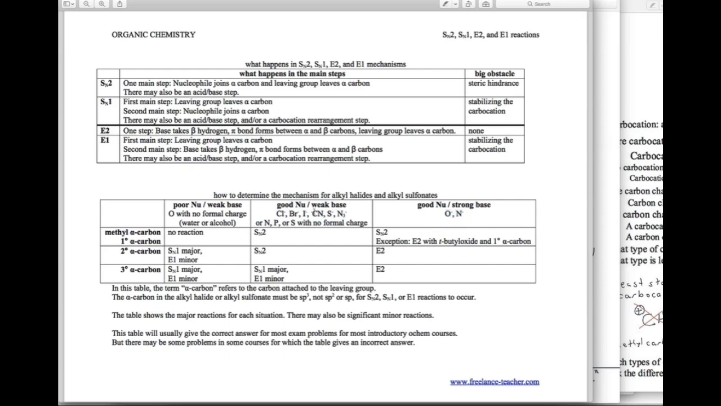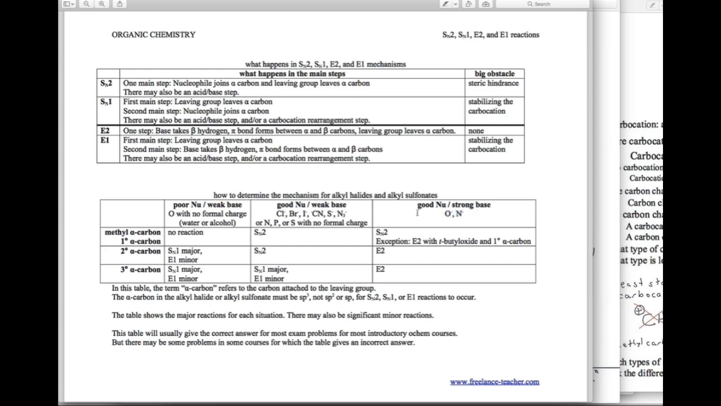So notice that these columns here tell you who the poor nucleophiles are and who the good nucleophiles are. For example, neutral oxygen is a poor nucleophile, and all the other species are good nucleophiles. Also, the table tells you who a strong base is and who a weak base is. The only strong bases in this table are O- and N-. All the other bases in the table are weak bases. Now, there are other strong bases that you'll learn about later in your course, but for our purposes right now, the only strong bases we need to discuss are O- and N-.